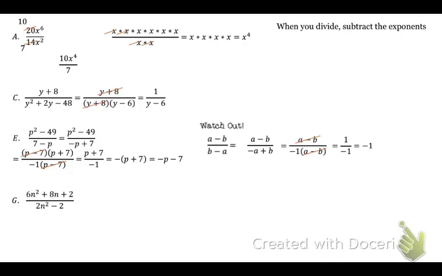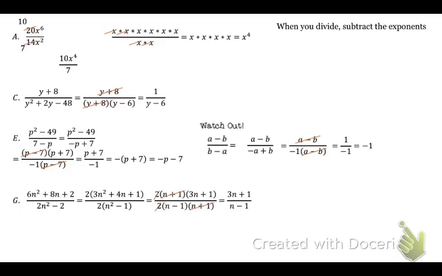Okay, let's look at this one. So we have 6n squared plus 8n plus 2 over 2n squared minus 2. Let's factor out that 2 first, and then you get 3n squared plus 4n plus 1, and then n squared minus 1 on the bottom. The top factors to n plus 1 and 3n plus 1. The bottom factors to n minus 1 and n plus 1. There's a lot of factoring in this unit, so if you struggle with factoring, you need to come in and get help from yours truly, okay? Because it will be a struggle if we're not up to par on our factoring. Now those 2's cancel, those n plus 1's cancel, and I'm left with 3n plus 1 over n minus 1.